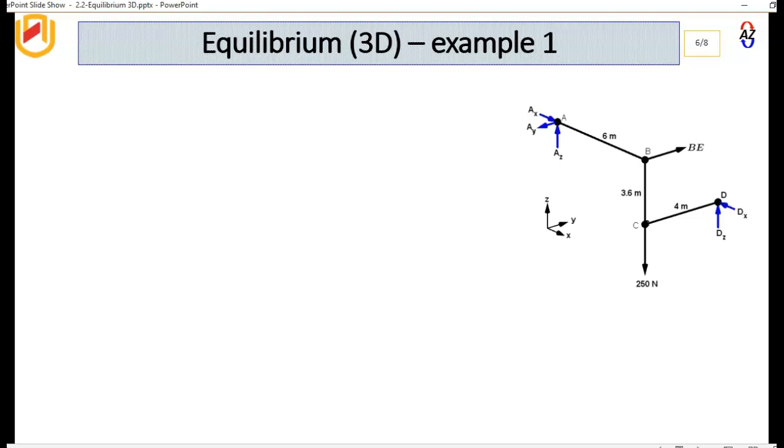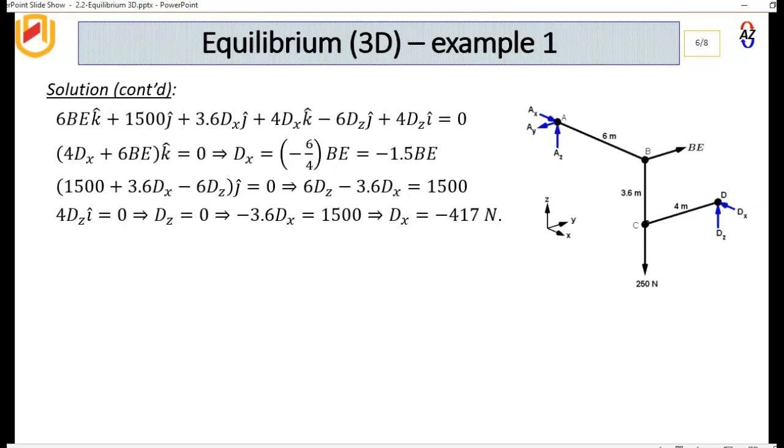When we do the arithmetic, this is what we come up with. After we've done this cross multiplication, we take all the k's together, all the j's together, and all the i's together. Taking the k's first, we have 6BE plus 4Dx equal to 0, and from here we can say that Dx is minus 6 over 4 BE, which is minus 1.5 BE.